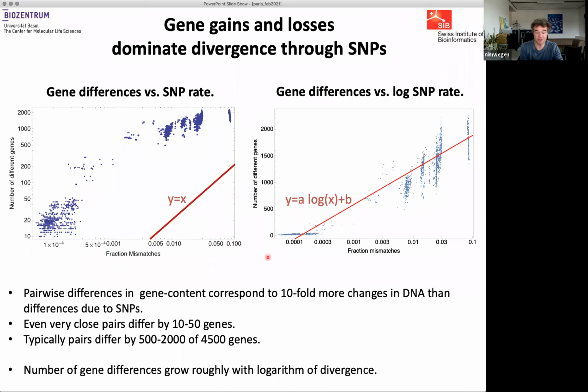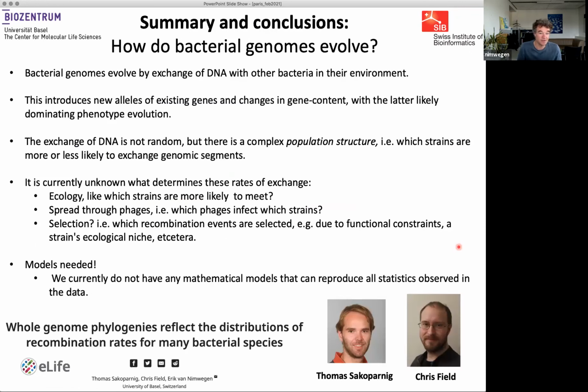And we also observe, and this is just a fun observation for people that are interested in it, that the number of differences in genes, although it's highly variable, seems to scale roughly with the logarithm of the divergence between the genomes. And I don't know why. I have some rough ideas, but there's no explanation for this yet. So with that, I come to the end.